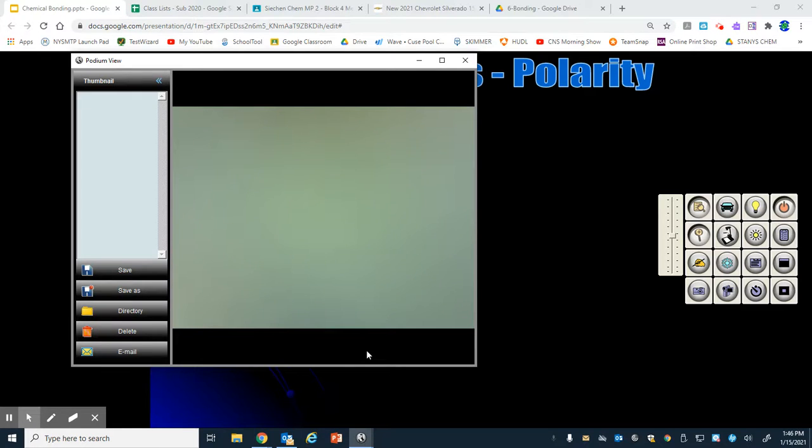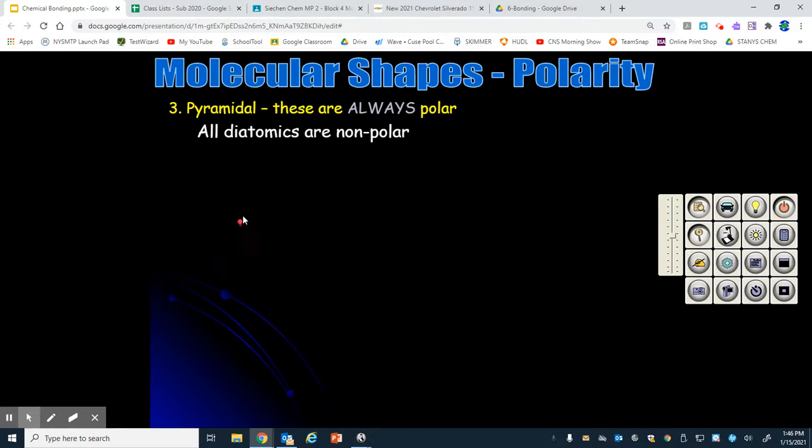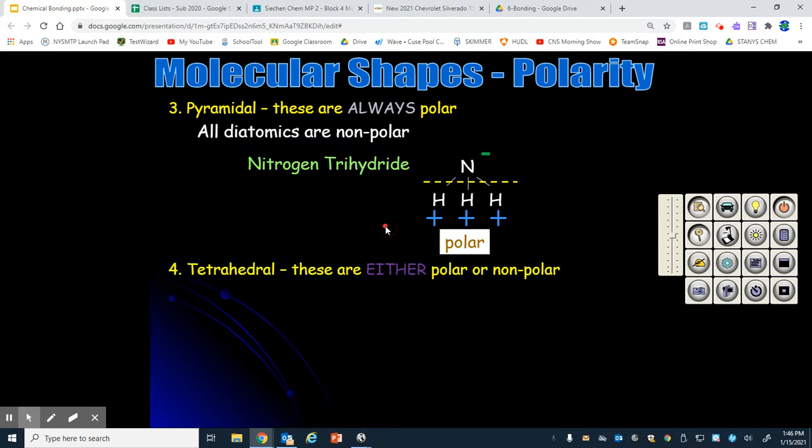The bond is polar between nitrogen and hydrogen. I don't know why I put diatomics there, I apologize. Nitrogen trihydride, which is your ammonia, looks like this. The nitrogen is going to be negative, the hydrogen is going to be positive. You can divide it down in the middle like that to isolate the charges top and bottom, which makes the molecule polar.